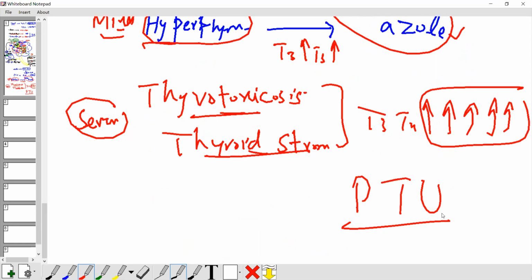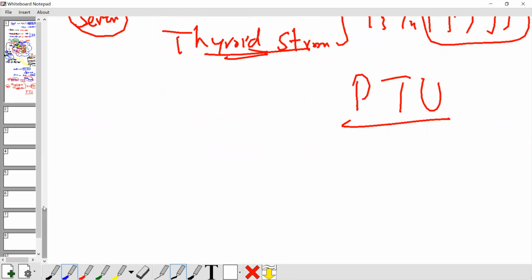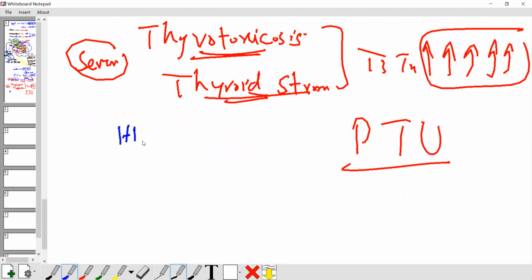Yes, sir. So if you have a very high level of thyroid hormone in the body, the drug of choice is not methimazole or carbimazole. The drug of choice is PTU, propyl thiouracil, for thyroid storm and thyrotoxicosis. If you remember what happens in hyperthyroidism, heart rate is very high and blood pressure is very high, because the sympathetic system is up. Thyroid hormone stimulates the sympathetic system.